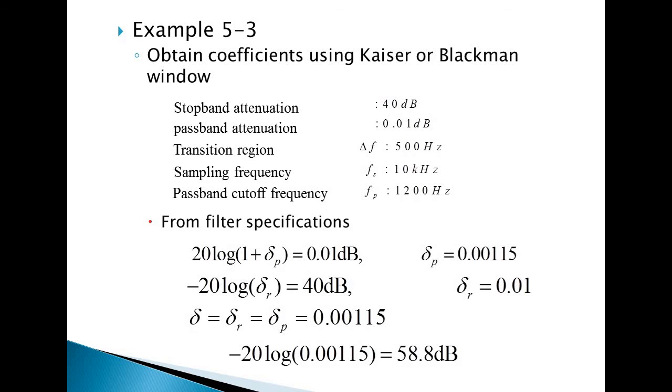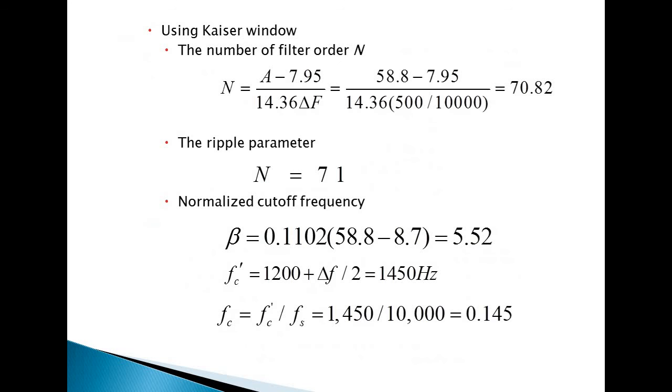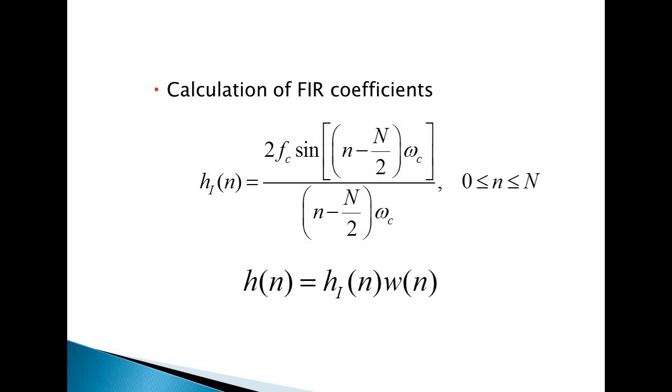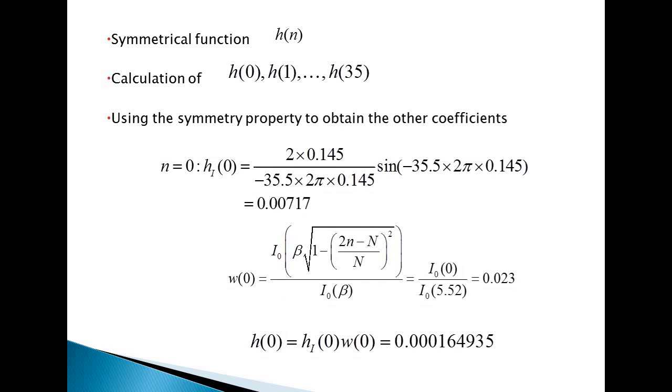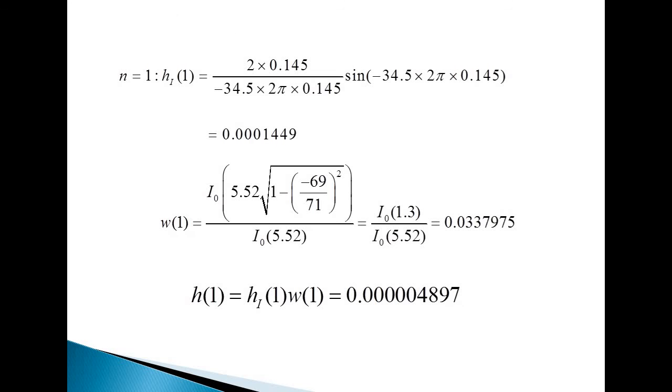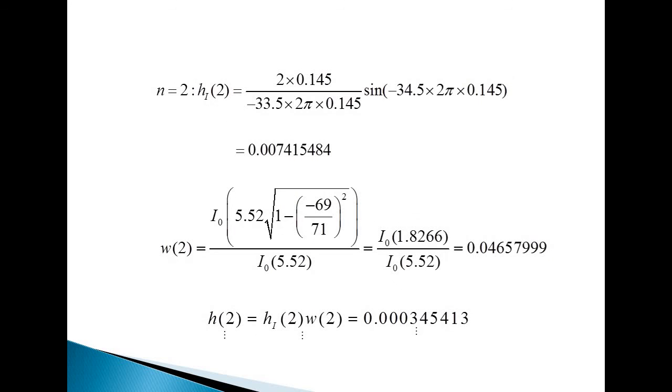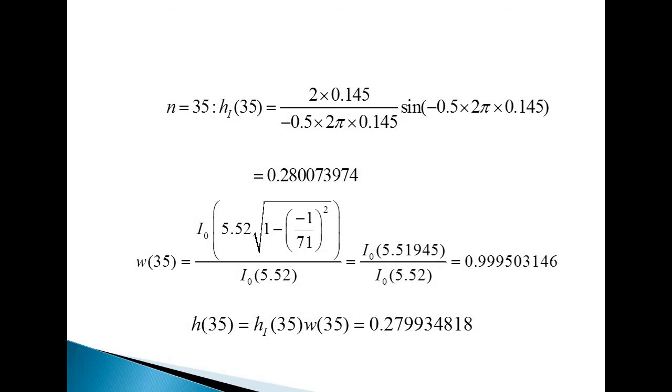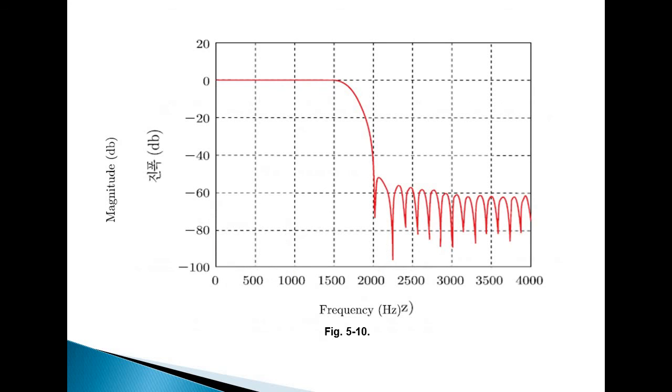Similarly, for the Kaiser or Blackman window we can do the same thing. The delta p, delta s we have to calculate, then the ripple parameter, order of filter, beta, hd of n, h of n, then window functions we have to calculate, the number of coefficients we have to calculate, and the filter response.